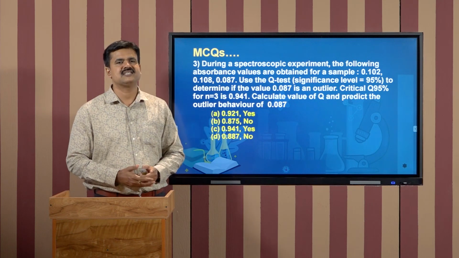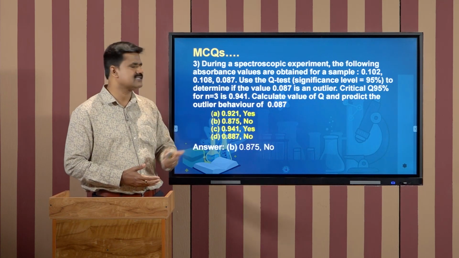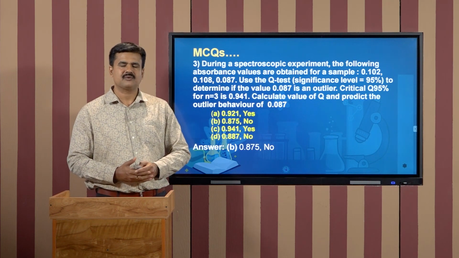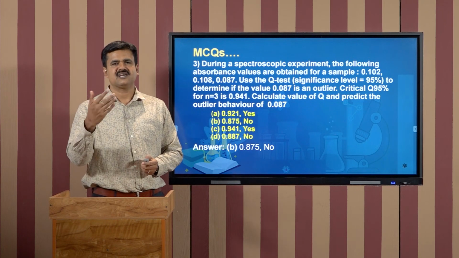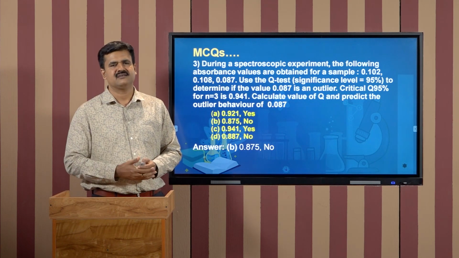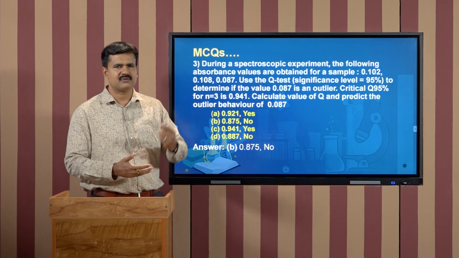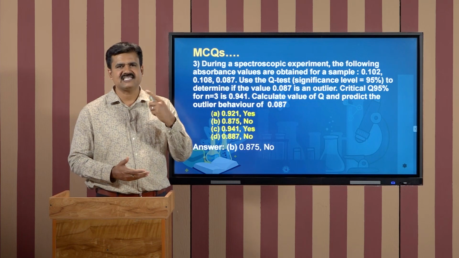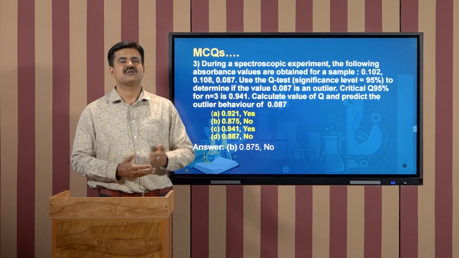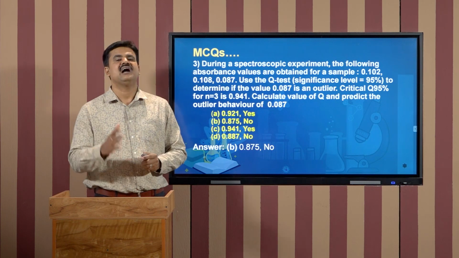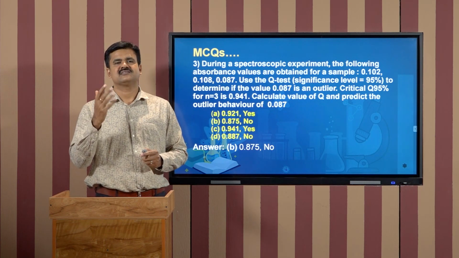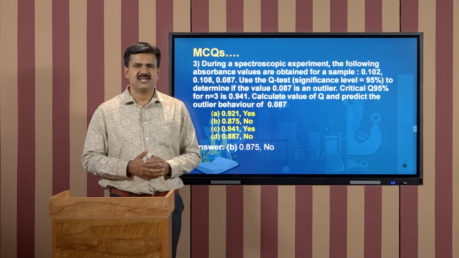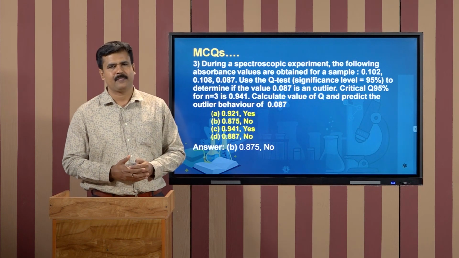And these are the options, and on careful analysis, it is very clear that you can calculate the value based on the procedure for the calculation of the Q value. With the help of Q critical, you can arrive at the result that Q calculated is equal to 0.875 and 0.875 is less than the Q critical value, that is 0.941, and hence 0.087 is not an outlier. So, your answer is option B, that is 0.875.